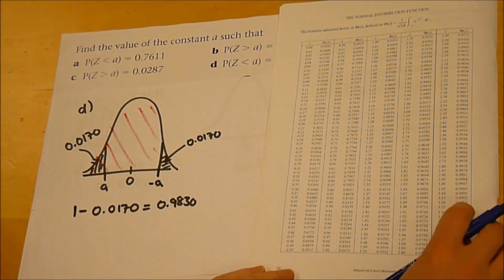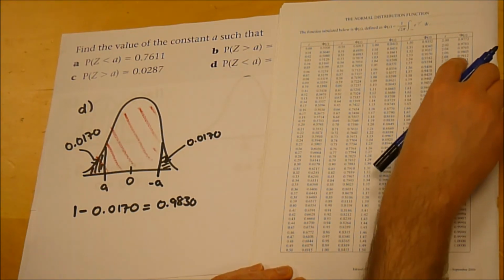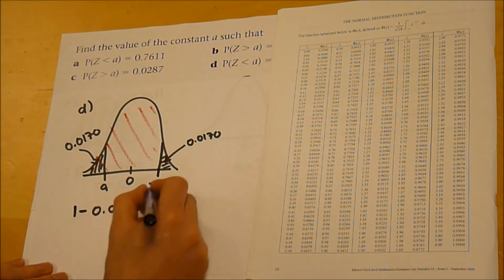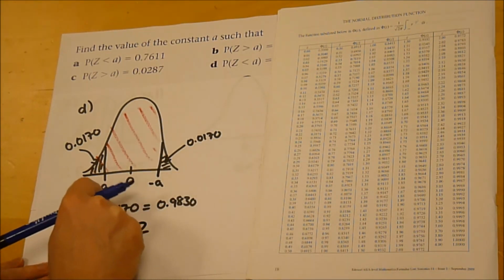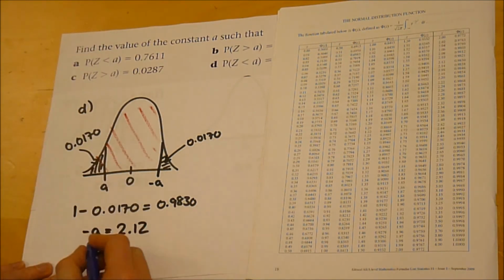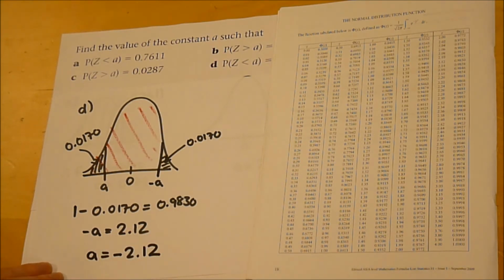So 0.9830 gives us a value of 2.12. So this value minus A must equal 2.12. So therefore the thing we're interested in, A, the probability that Z is less than this, must be minus 2.12. And we're done.